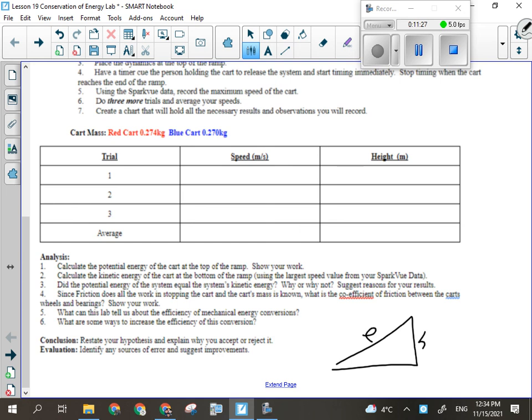For your conclusion, copy paste your hypothesis, tell me whether you can accept or reject it, and then any sources of error that you can think of and ways to fix them, same as always.